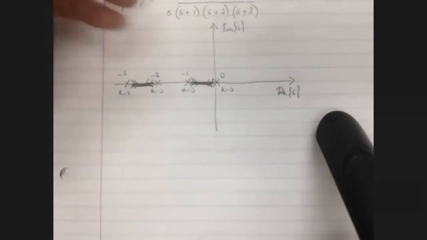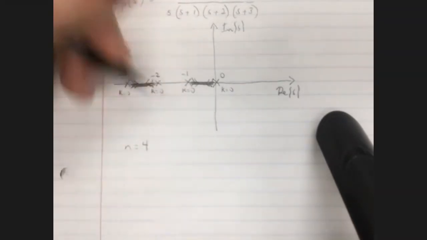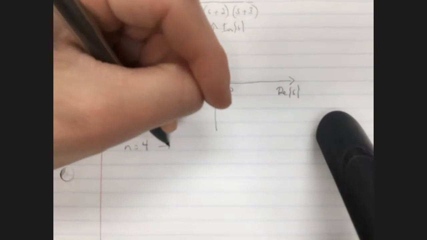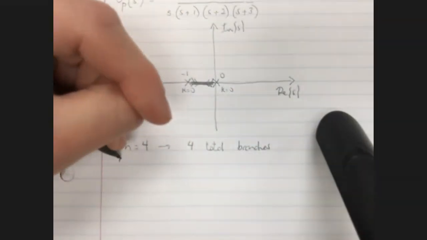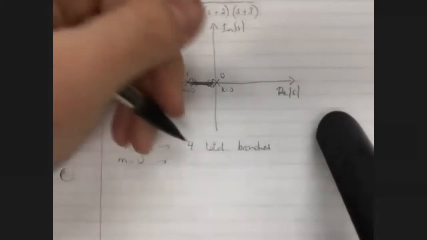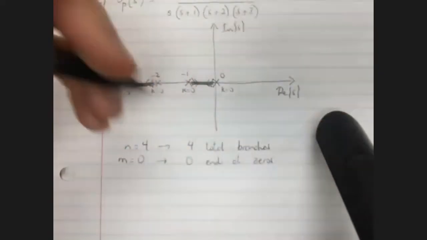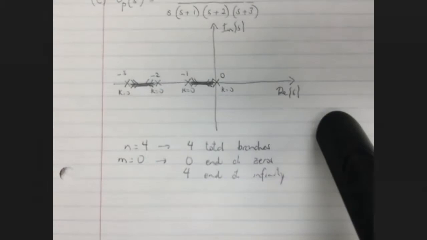So notice we've got n equals 4 poles. Therefore, this means we've got 4 total branches. And we've got m equals 0. This means that of the 4 total ones, 0 end at zeros, and the rest, 4, end at infinity. Right? And so our next thing is going to be to apply our formulas for where they go at infinity.